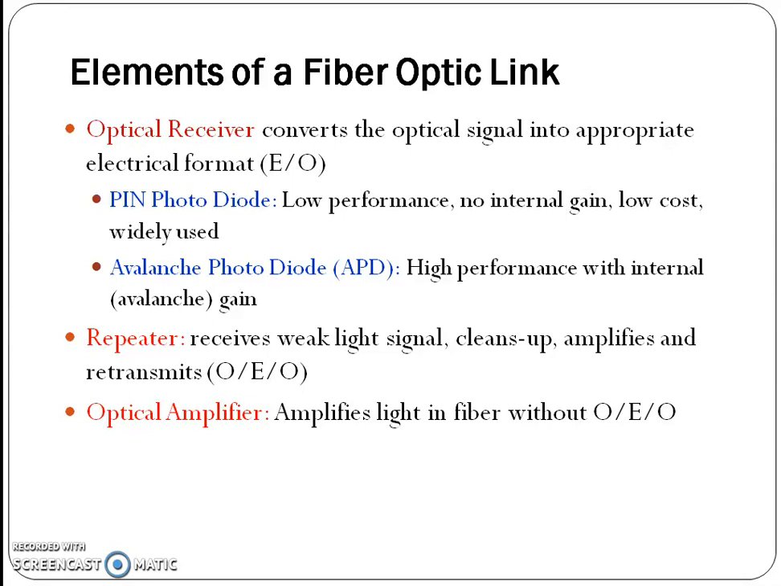Repeaters are introduced when the signal gets highly attenuated. It receives the weak light signal, then it amplifies and retransmits. So it does double conversion, first from optical to electrical, electrical amplification, then electrical to optical conversion back. Then an optical amplifier is used to amplify the light signal in fiber without this double conversion.